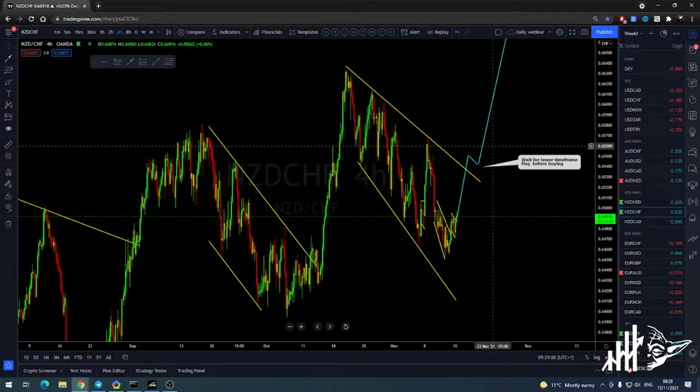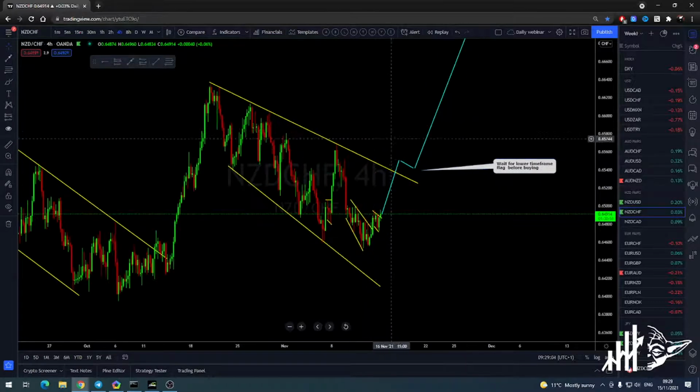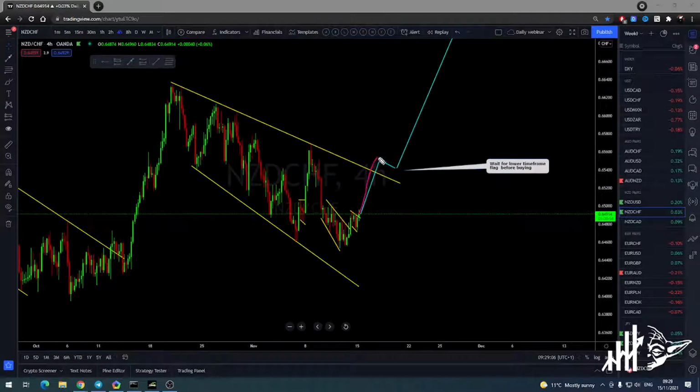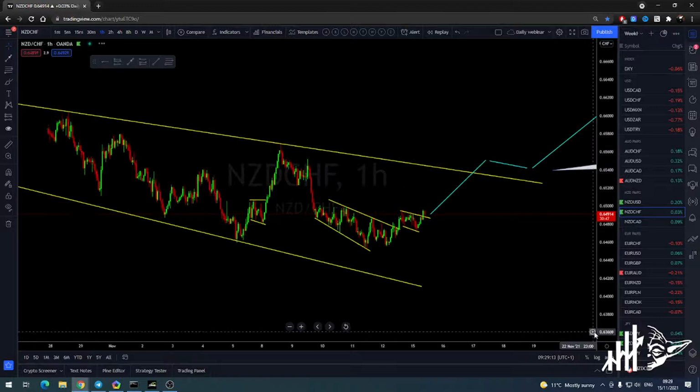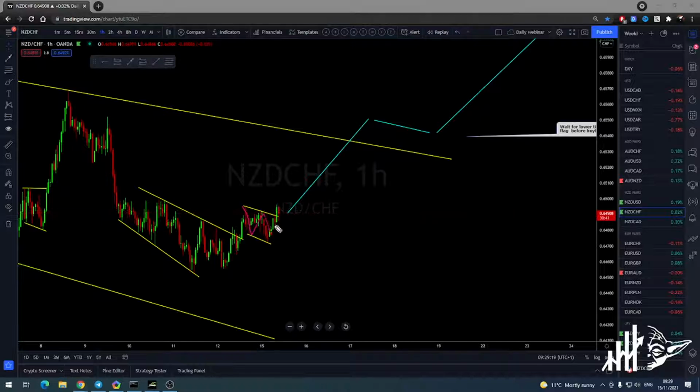New Zealand Chief, this one is setting up already. We want to see a break, correct, and that's gonna be our trade. Can I buy already? Yes, you can, but you have to be careful. This is the flag over there, 1 2 3. This is the flag which will try to push to the upside.